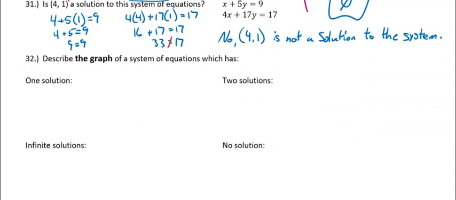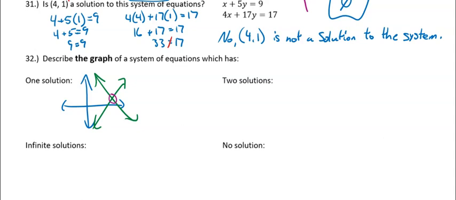If I look at this, it says describe the graph of a system of equations which has each of the following. So one solution, two solutions, infinite solutions, or no solution. Remember, when we're graphing, the solution to a system of equations is where the graphs intersect. So if there's one solution, it means there's one point of intersection. So the graph might look a little something like this. Here's my XY coordinate grid. And maybe I have two lines that cross at one spot. And so this would be one solution because they intersect at one spot, okay?